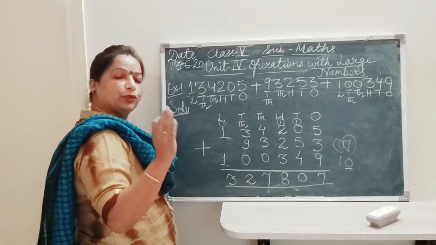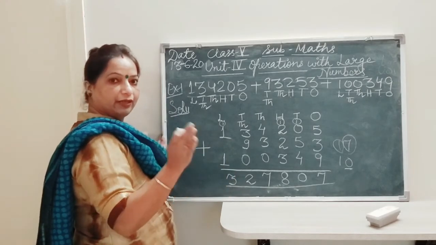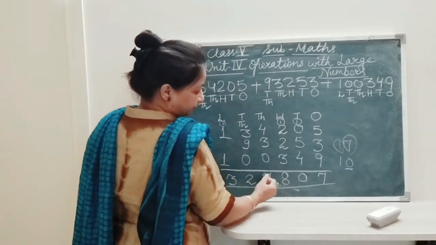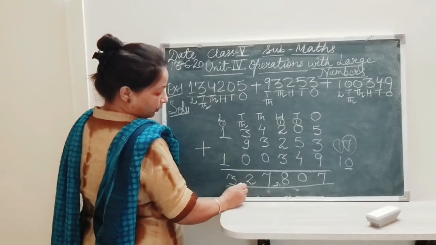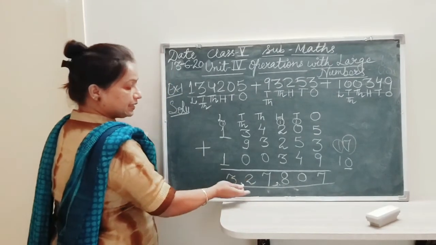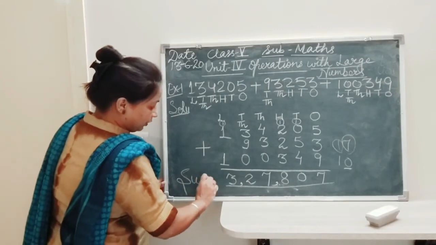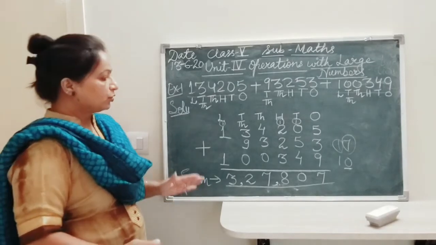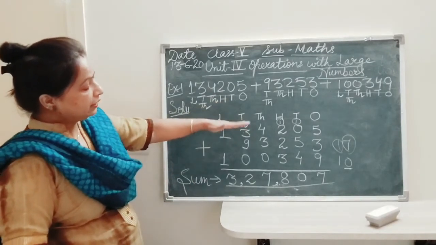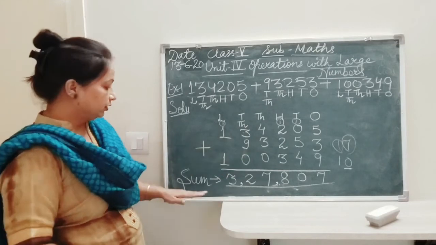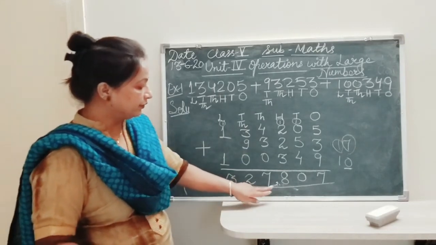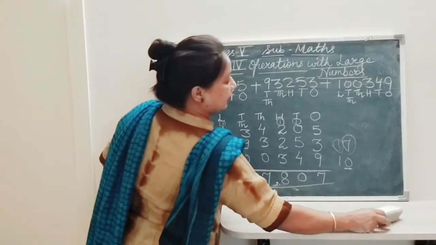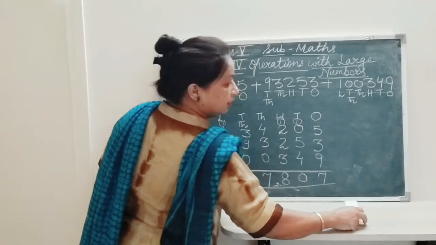It's better to always put this comma after every period. Okay, so let's start from here. Ones, tens, 100, we'll put a comma over here. 1000, 10,000 will put a comma over here. So this answer is called sum. When you add any numbers, you get one answer, and this answer is always called sum. So you can say the answer of the addition of all three addends over here is 3,27,807.